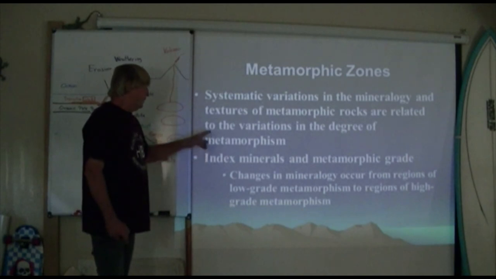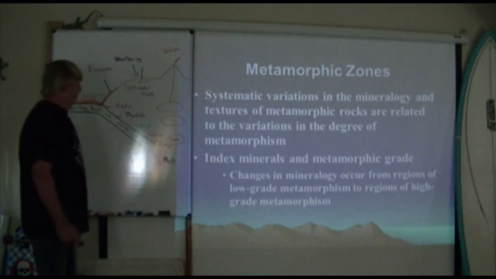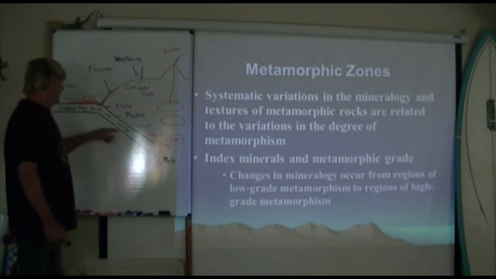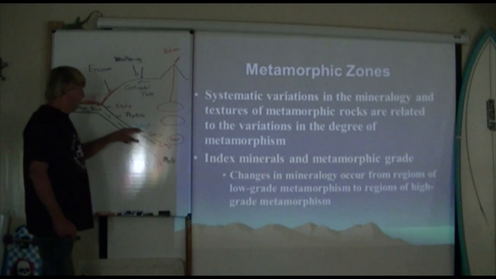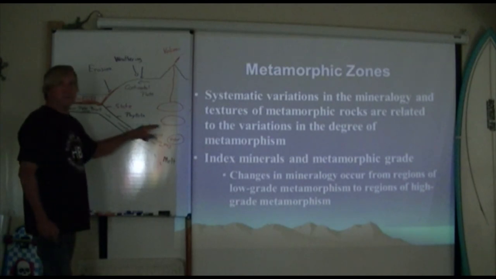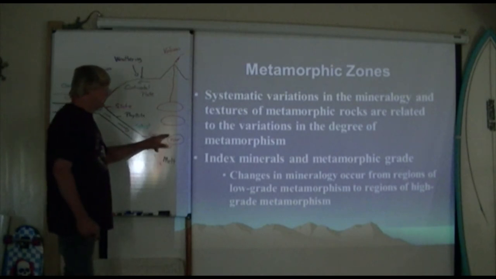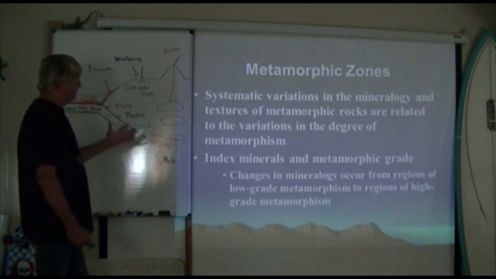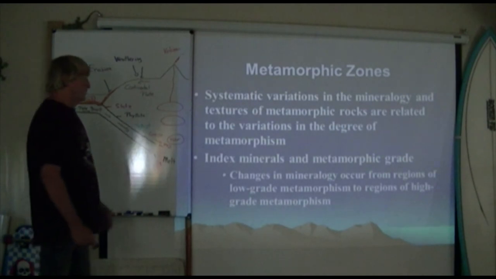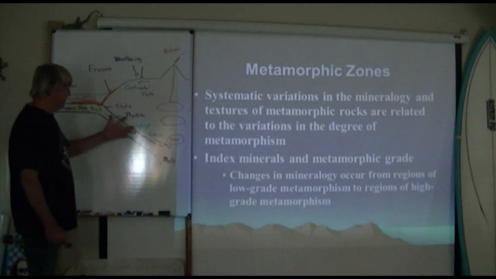And within these metamorphic zones, there are index minerals. So for a good example, the index mineral for a phyllite is quartz. The index mineral for a schist is garnets. The index mineral for a gneiss is potassium feldspar and amphibole. So these are minerals that occur at certain grades of metamorphism. So when we talk about the metamorphic grade, and the book talks about metamorphic grade, this is it right here: slate, phyllite, schist, and gneiss.